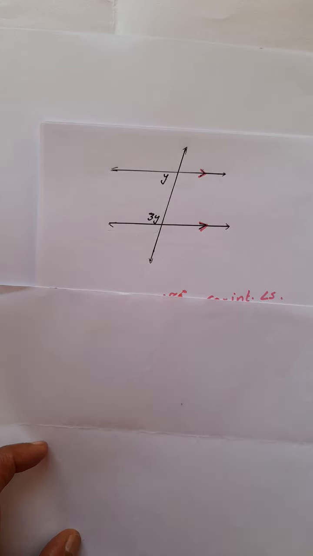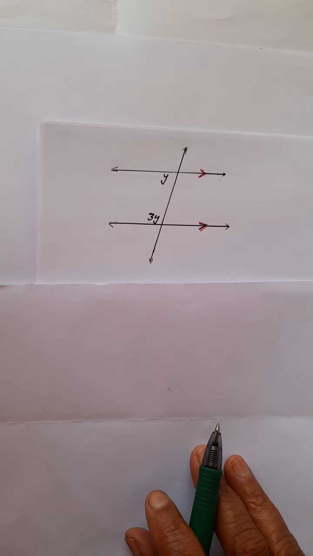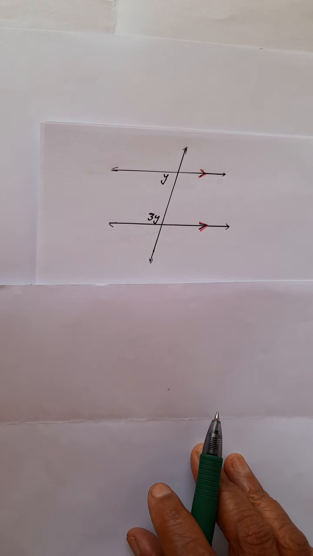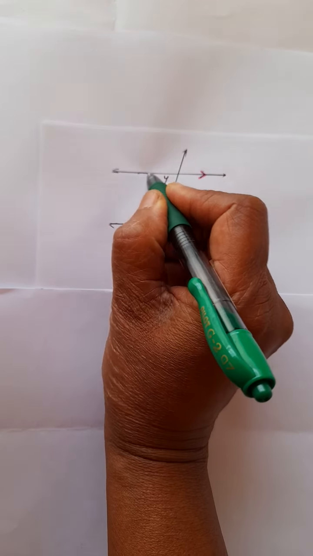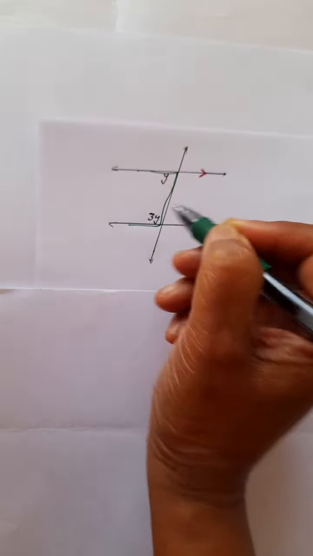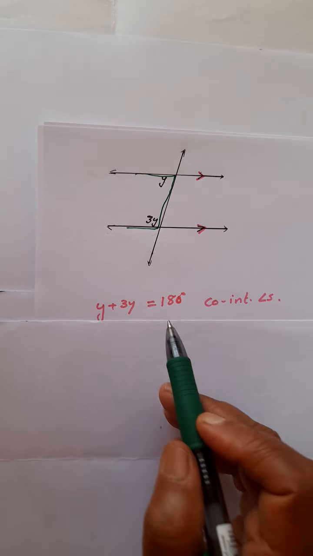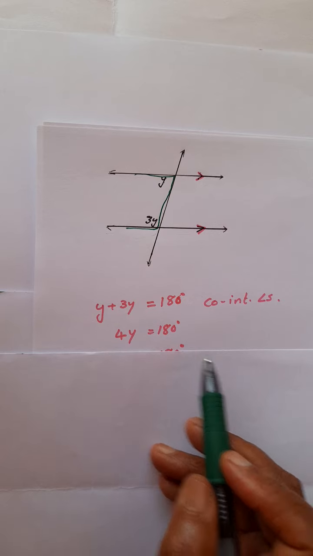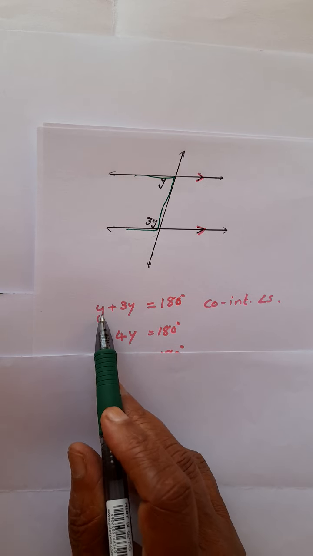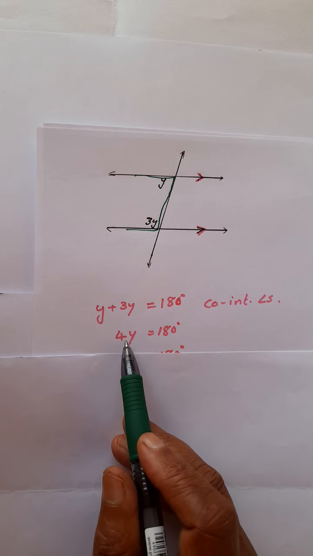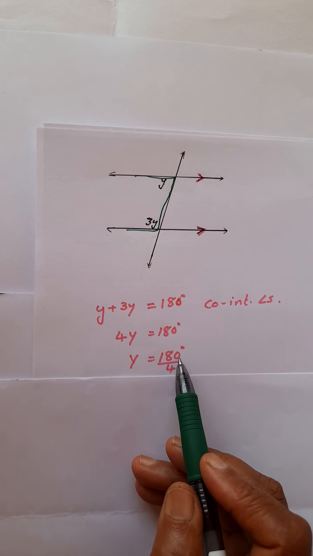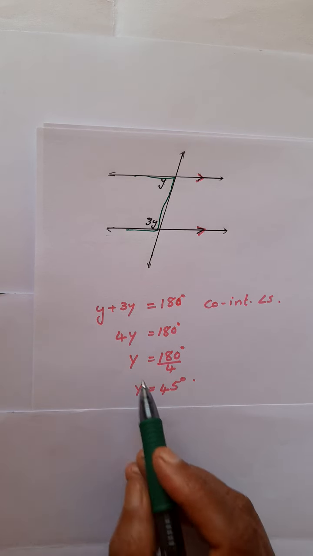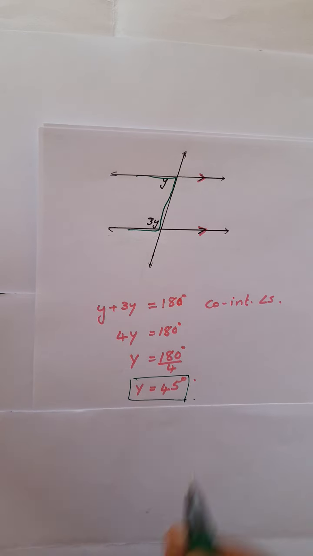Then the next one. Here we have to find the value of y, the size of y. So what do we do here? We have to form an equation. We know these are co-interior angles. So y plus 3y is equal to 180 degrees. They are co-interior angles. So solve for y. 1y plus 3y is 4y, so 4y is equal to 180 degrees. Divide by 4. You get y is equal to 45 degrees.